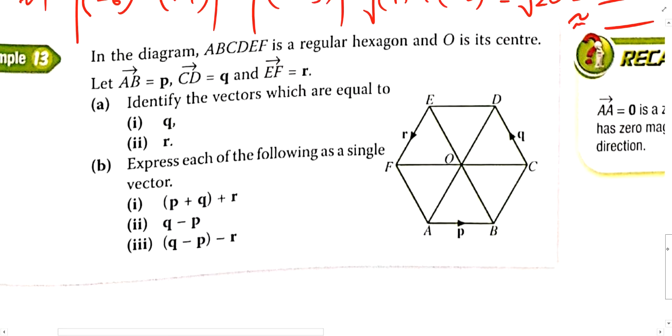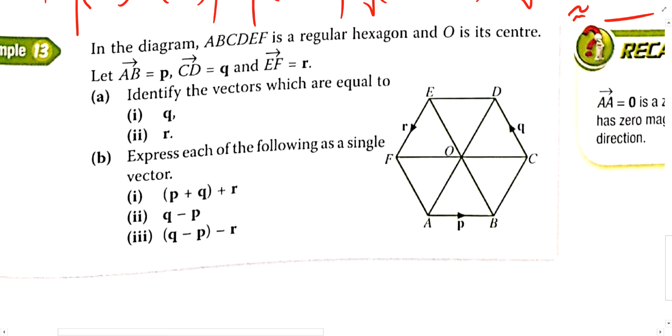Okay, next one. Let's try doing this together. It's a regular hexagon. What do you understand by regular hexagon? Okay, interior angles are all the same. What else? The sides are the same. They have the same length. Okay, that is important to us, right? For vectors.